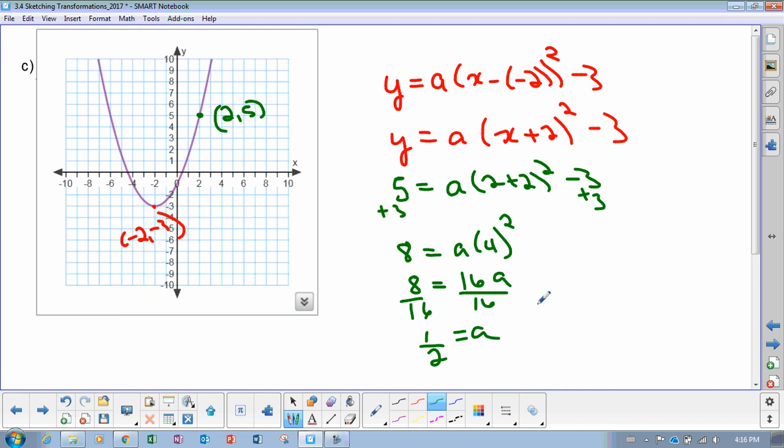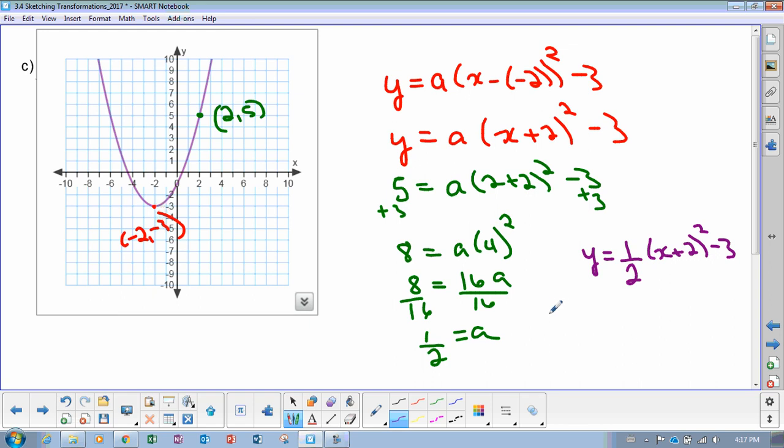So then I'm doing my happy dance because I expected there to be a compression. That meant the value of a had to be between 0 and 1, and it is between 0 and 1. So that means the equation is y = 1/2(x + 2)^2 - 3.